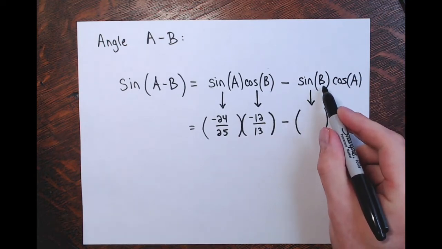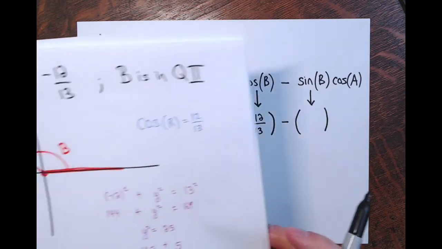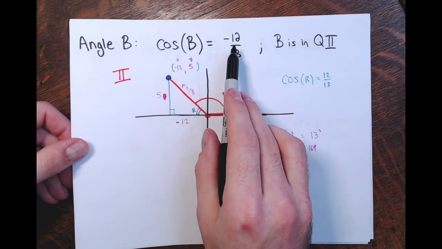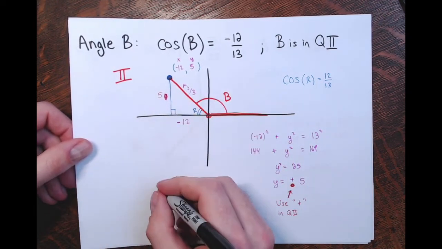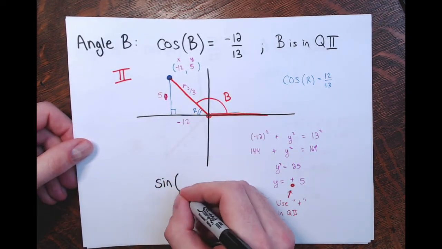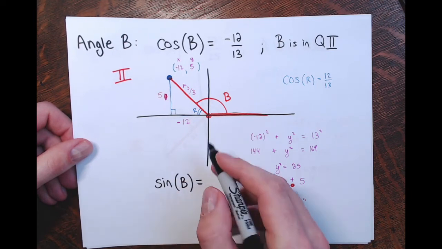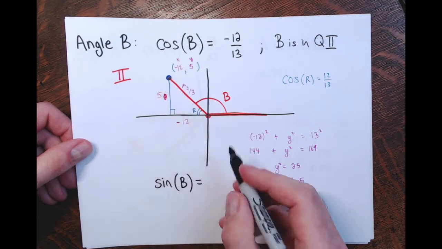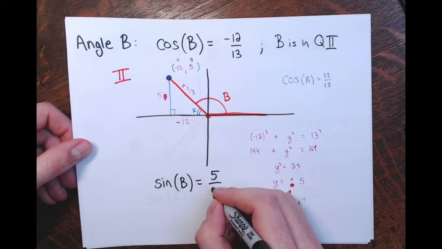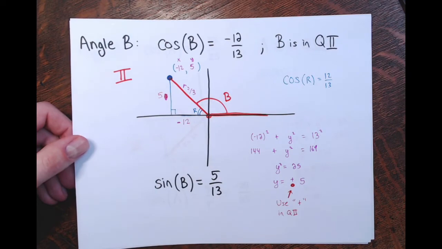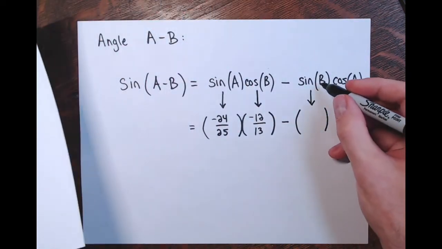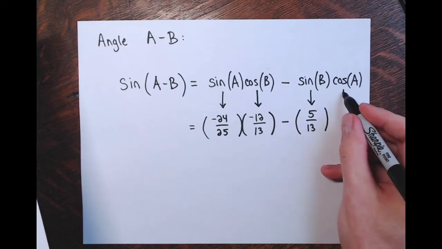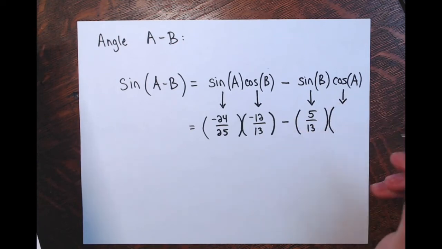Now this is about angle B, so I'm going to look at the picture that I drew involving angle B. Now we know the cosine, but from this picture we can also state the sine. The sine of angle B is again the y coordinate of that point on the terminal side, which would be 5 divided by the r, right? So that's 5/13. Positive 5/13. So I'll put that in here. Sine of angle B, 5/13. And then finally times the cosine of angle A.